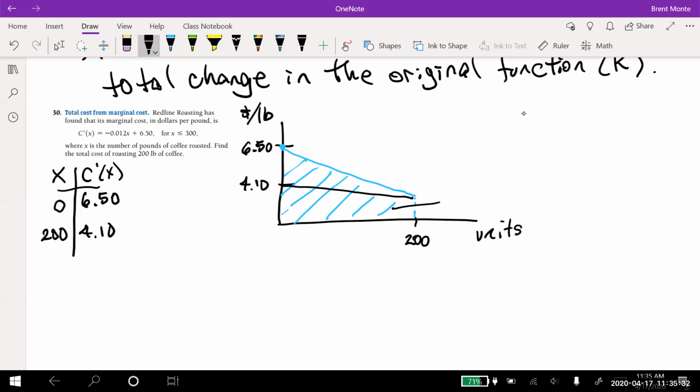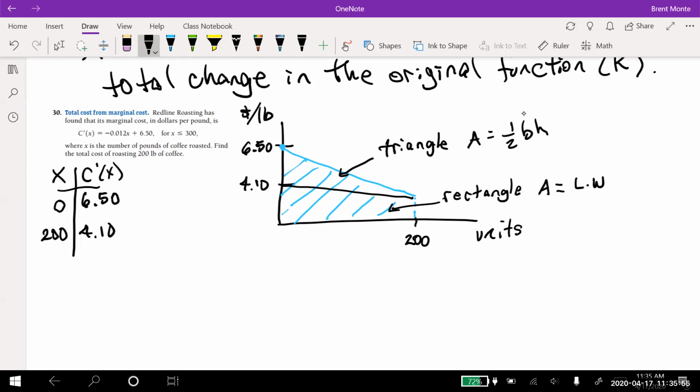So we've got a rectangle here, and if you remember, the area for the rectangle is length times width. Here we have a triangle, and the area of a triangle is 1/2 base times height.